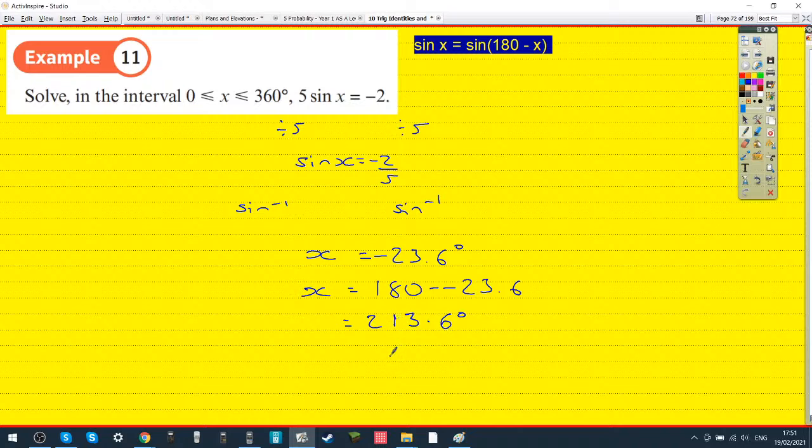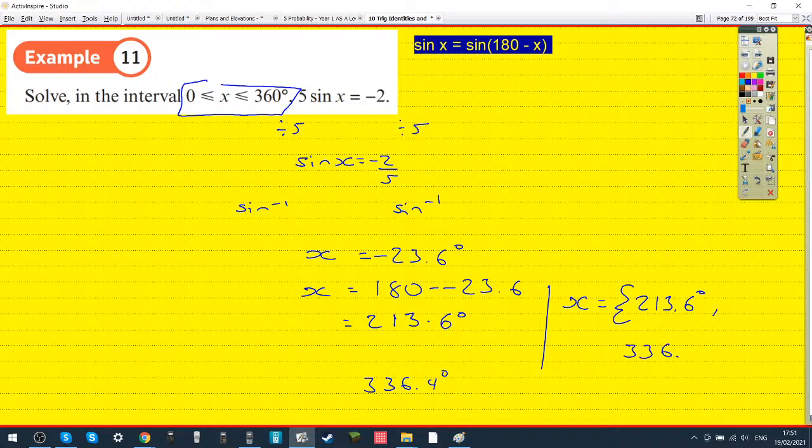How do you get that? I did 360 plus minus 23.6. And say what your answer was again? 336.4. 336.4 degrees. Yeah, I thought you said 236. And so what are your solutions within this range? 203.6 and 336.4. Well done.